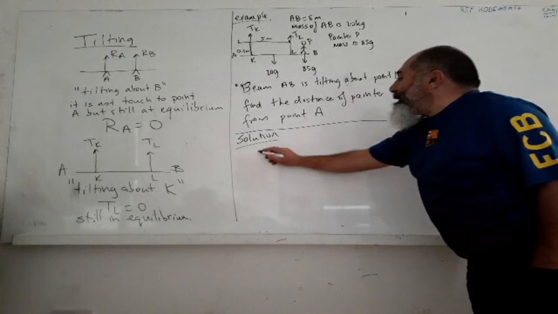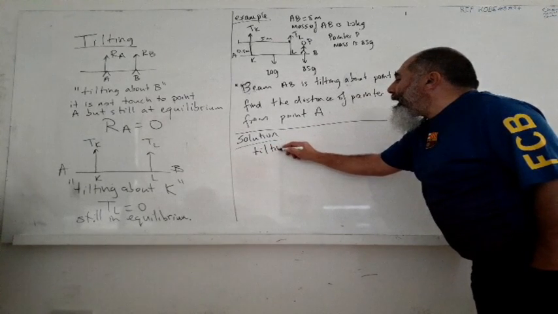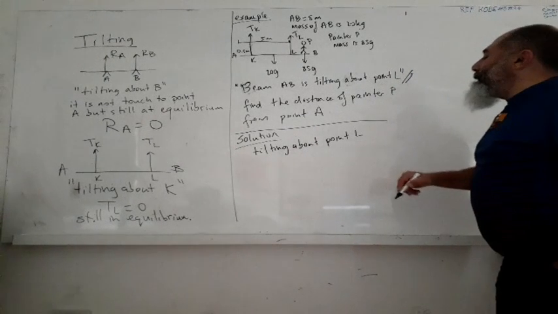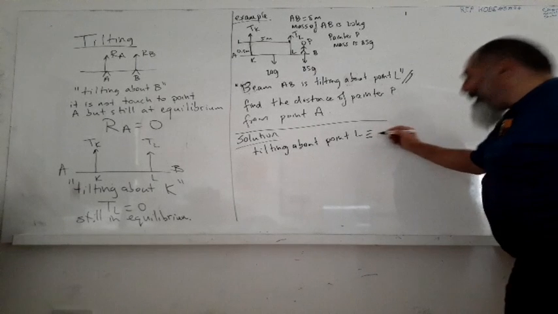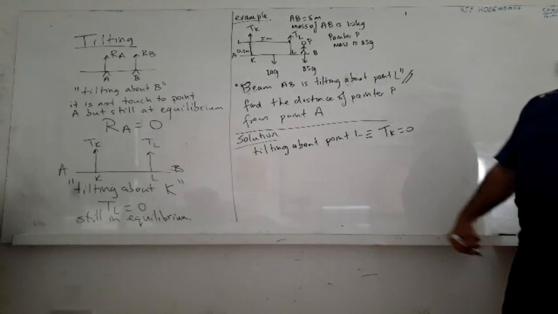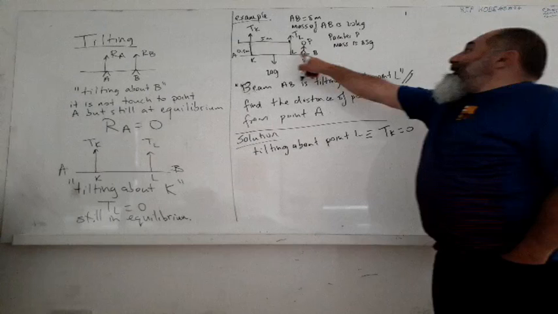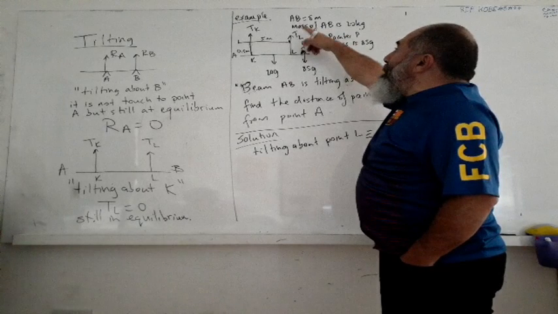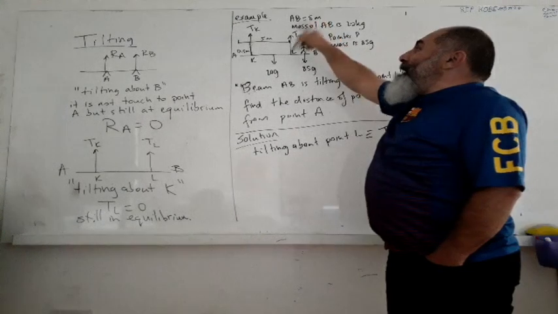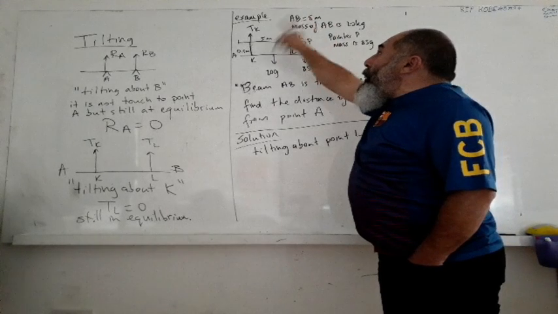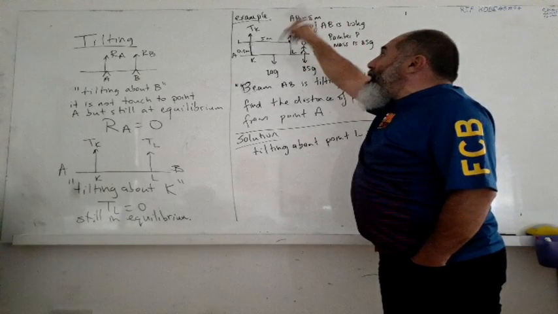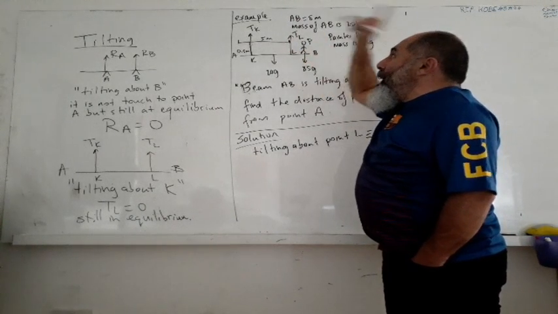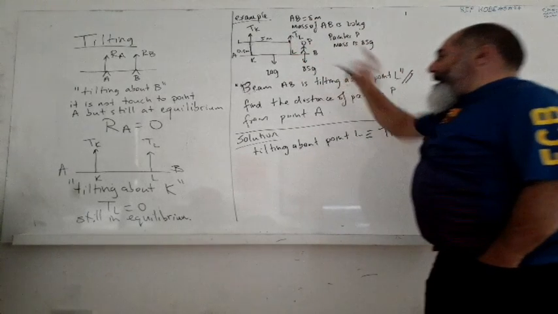Tilting about point L means TK is equal to 0. If the beam tilts from point L, means we have only one tension, which is at point L, and it means we lost the tension on the wire at point K. That means no tension at point K. So let's redraw the graph.